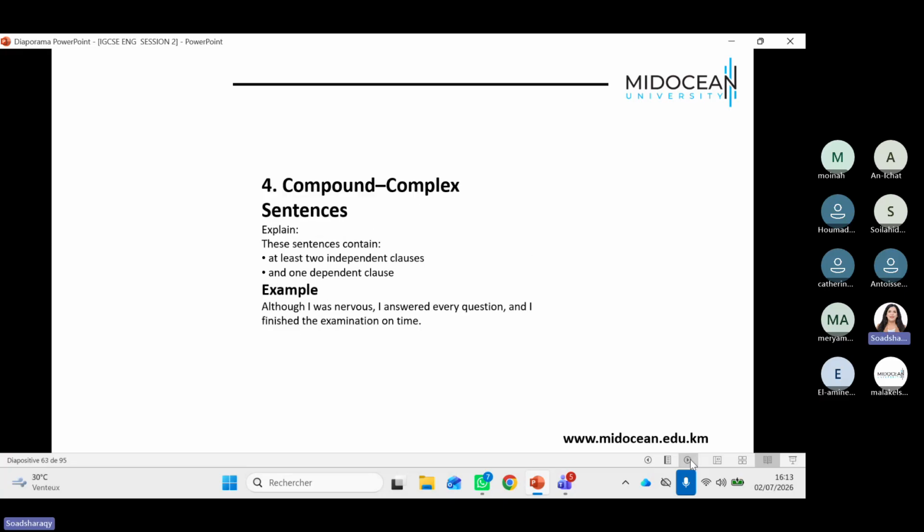Now, number 4, you have compound-complex sentences. These sentences contain at least two independent clauses and one dependent clause. The example is: Although I was nervous, I answered every question and I finished the examination on time. So we have one dependent clause and two independent clauses.